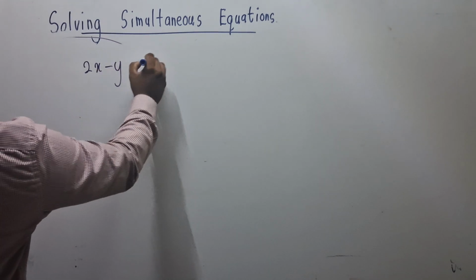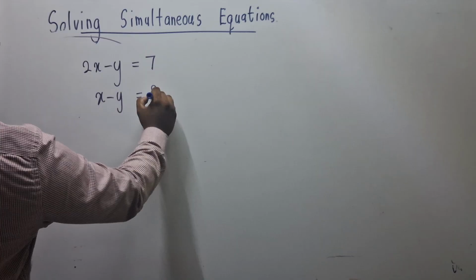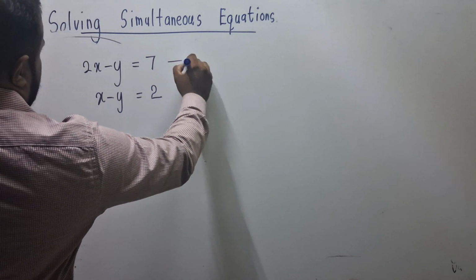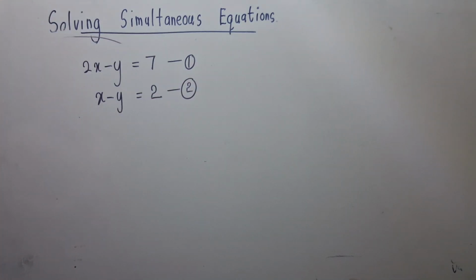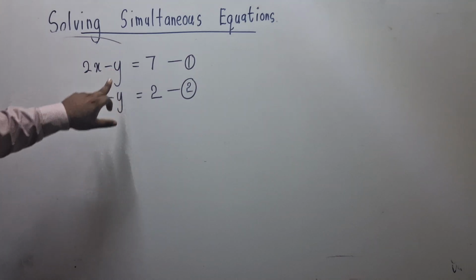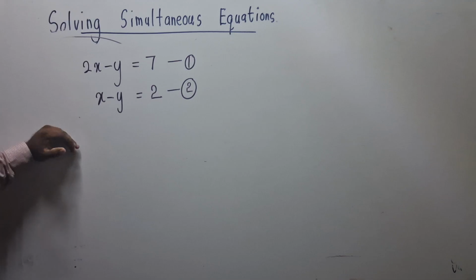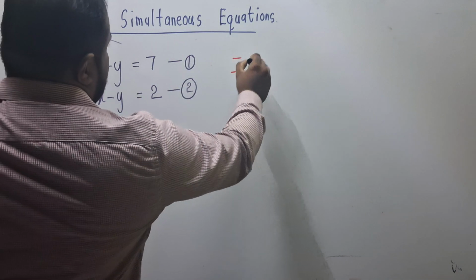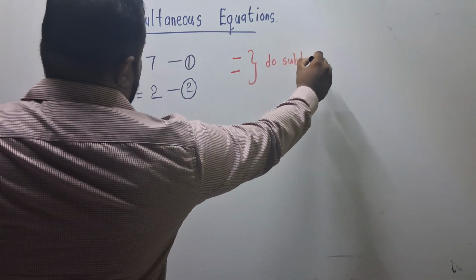2x minus y equals 7, x minus y equals 2. I am naming it as equation number 1. I am naming this as equation number 2. Here, can you see this one is also minus y, this one is also minus y. So don't try to multiply by 2. As I told you before, if they are in minus minus format, what do we have to do? Do subtraction.